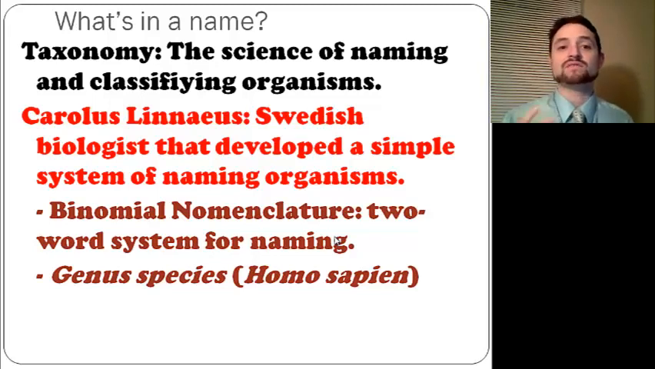Taxonomy is the science of naming and classifying organisms, and this really comes from Carlos Linnaeus. Carlos Linnaeus was a Swedish biologist that developed the simple system of naming organisms. The system he developed is called binomial nomenclature, and it's a two-word system for naming. It uses two categories that he developed called the genus and the species. You capitalize the genus, species is lowercase, and if you're typing it, it would be italicized.